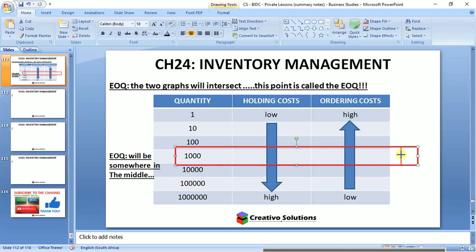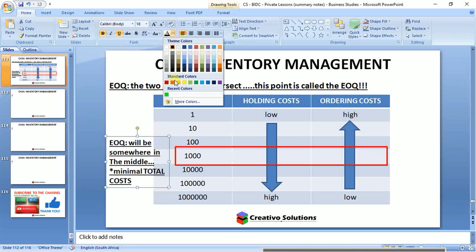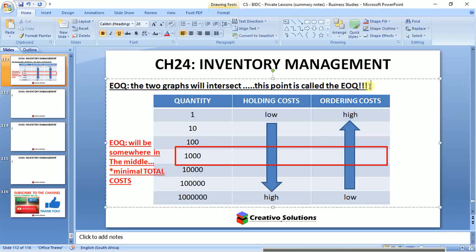That's the key. Just put a note here, brackets, asterisks, minimal costs, or minimal total cost. Let's use the word total, because it's both. And that's why we do it. So the only reason why you would have to calculate EOQ is to try find the place where those costs are minimal or minimized.